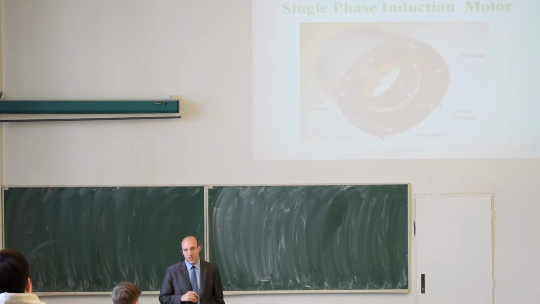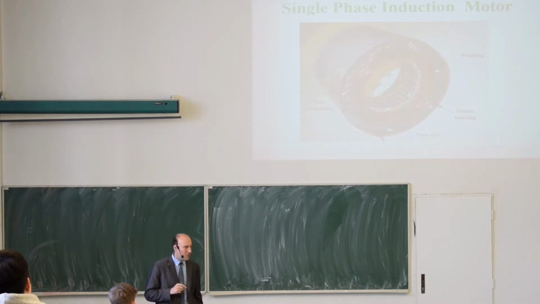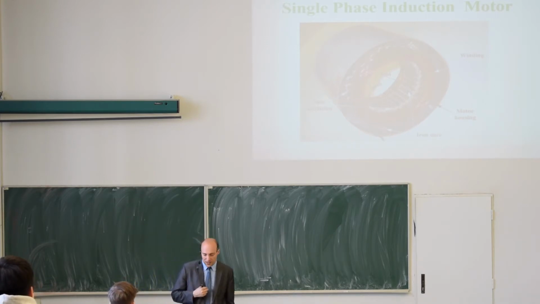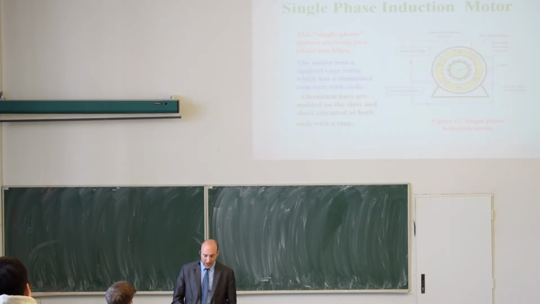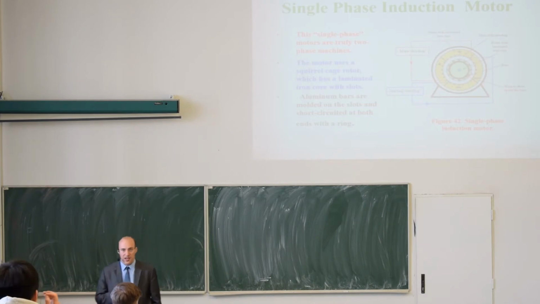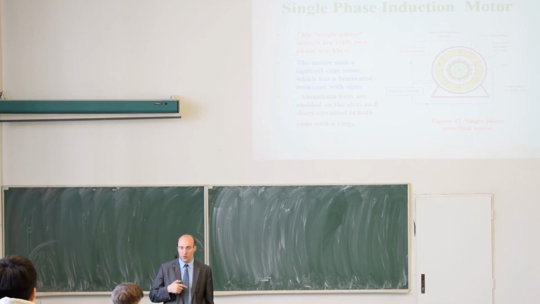If you see the terminal box, you will be able to see that a three-phase induction motor will have either three terminals, or it can also have six terminals so that you can change between the Y and delta connection. But a single-phase induction motor will have only two terminals, and it's internally connected to work properly. Now, how does it work? If you would use a single-phase winding only, it would not start the motor.